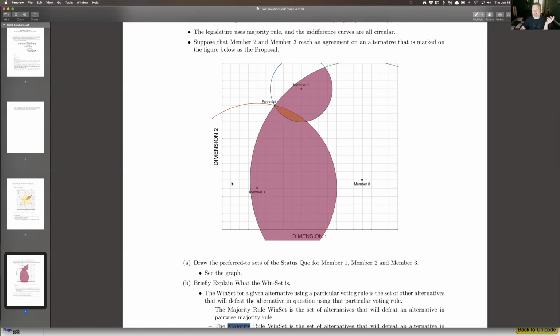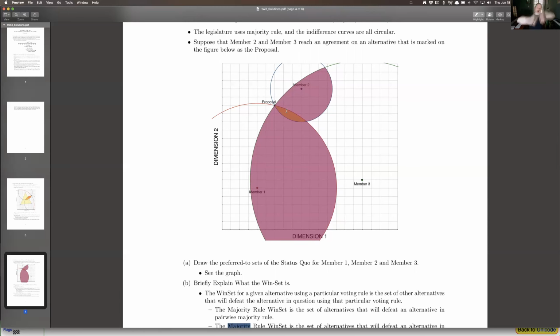So the unanimity rule win set is where all 3 preferred-to sets overlap. So it's obviously none of these out here. That's only one person. It's none of these up here. It's definitely none of these out here. Nobody prefers these. It's none of these out here. That's only one person who prefers those to the proposal. These that are in purple but not also yellow are where 2 people prefer those alternatives over the proposal. And then this lens right here is where all 3 of their preferred-to sets overlap. So that's the unanimity rule win set, all right?